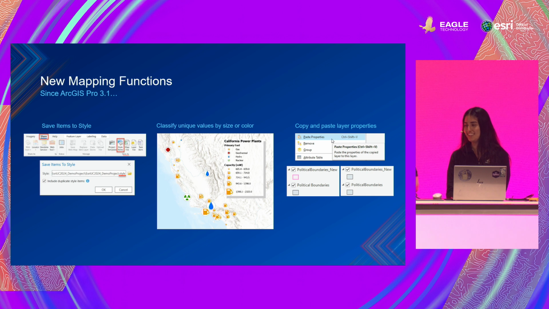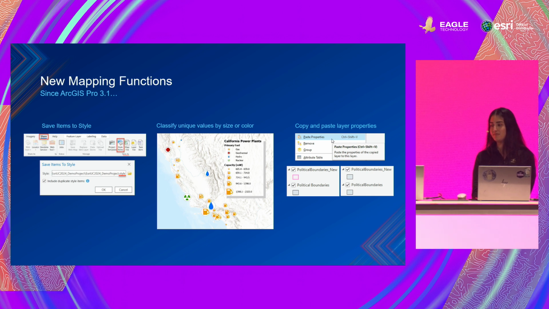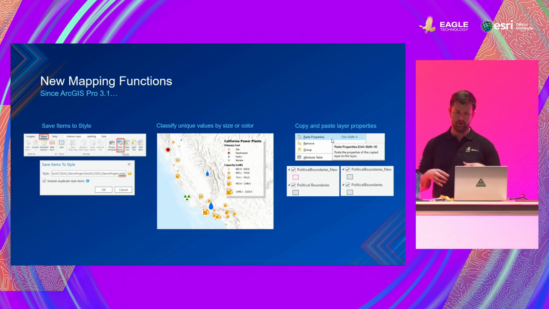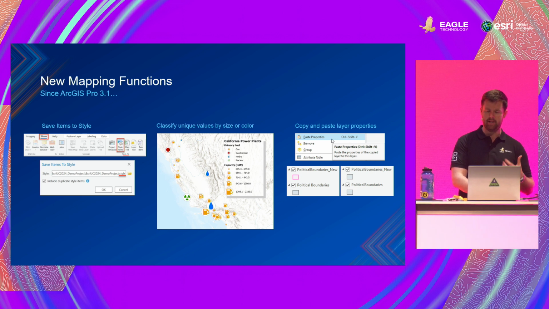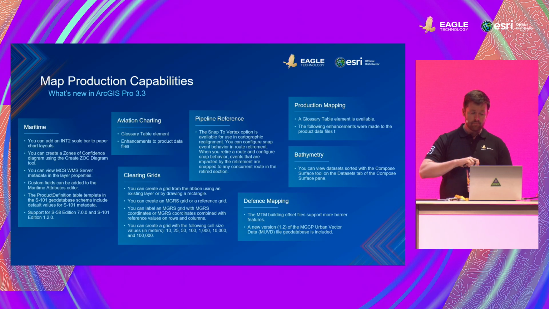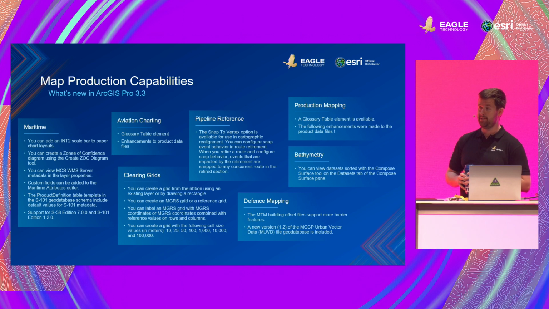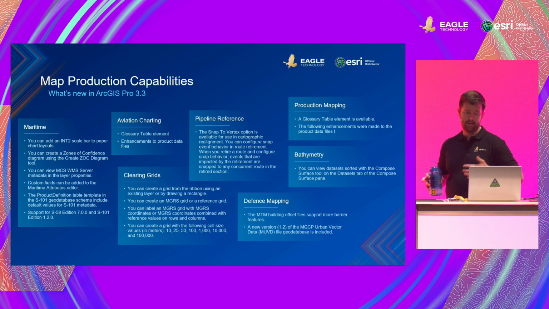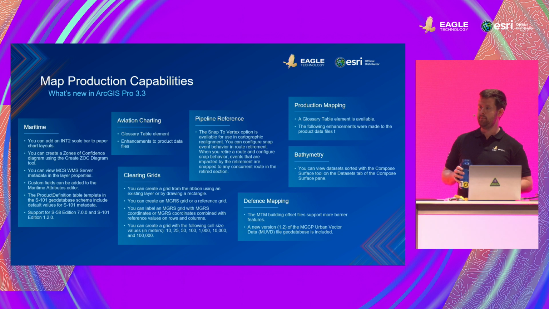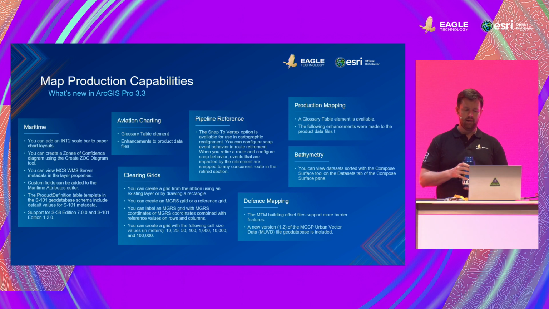Nice work. So we do have certain communities who spend a lot of their time in Pro around some of our production capabilities. There are specific communities, whether you're in defence, intel, maritime, or utilities, or even just needing things like clearing grids. There are a lot of improvements that have come in 3.3 to each of these. Unfortunately, we don't have a session dedicated to these because they are really interesting.